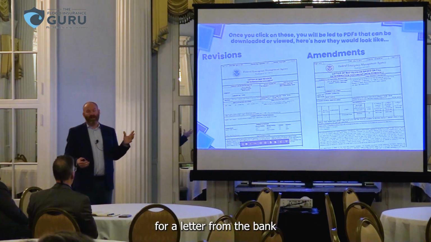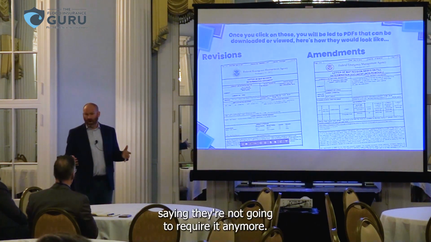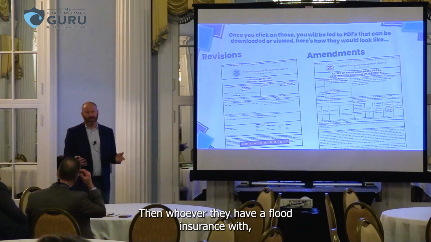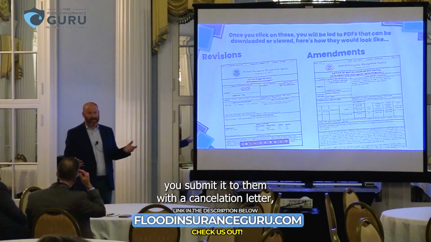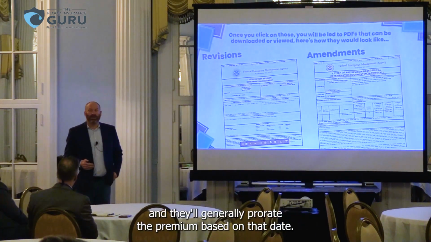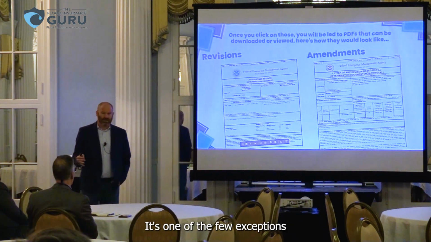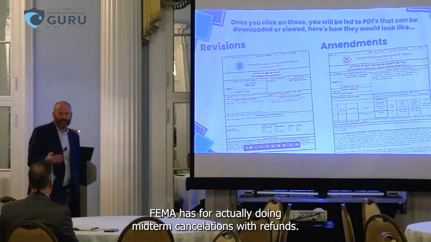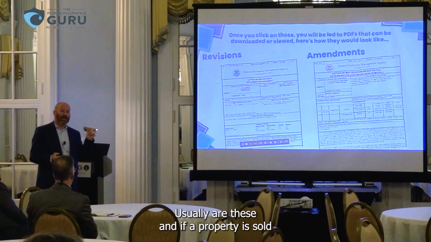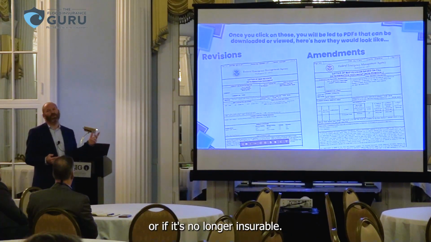And then you're looking for a letter from the bank saying they're not going to require it anymore. Then whoever they have the flood insurance with, you take those 2 documents, you submit it to them with a cancellation letter, and they'll generally prorate the premium based on that date. It's one of the few exceptions FEMA has for actually doing midterm cancellations, where refunds usually are if a property is sold or if it's no longer insurable.